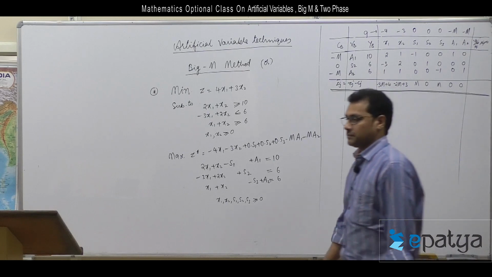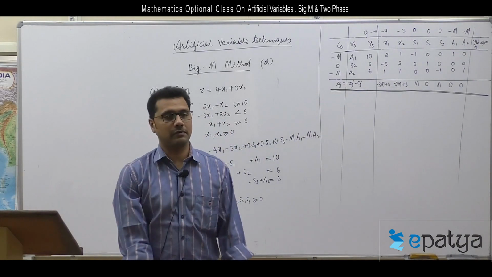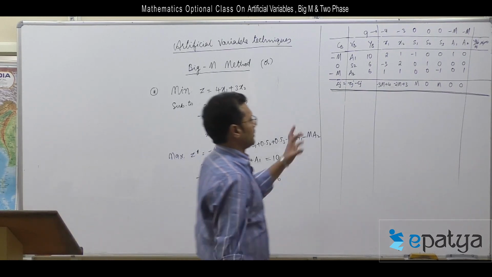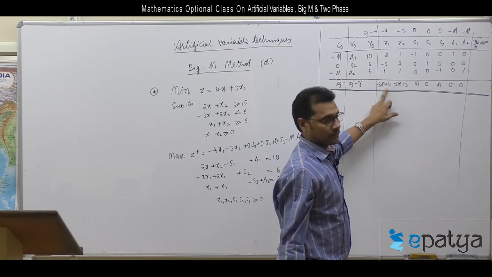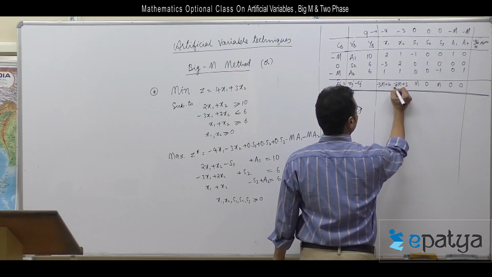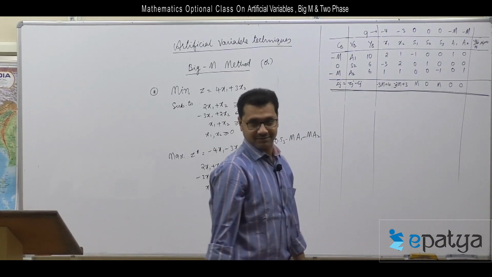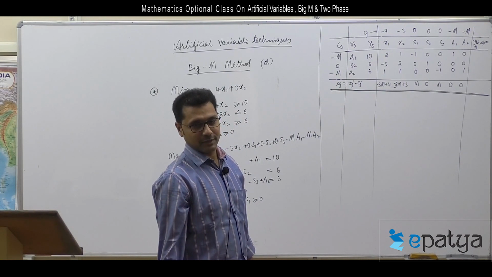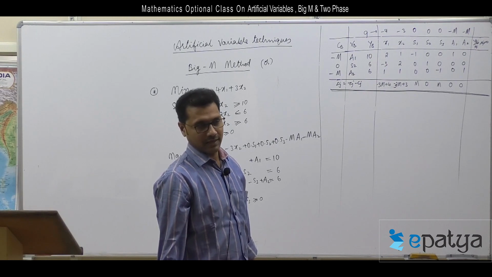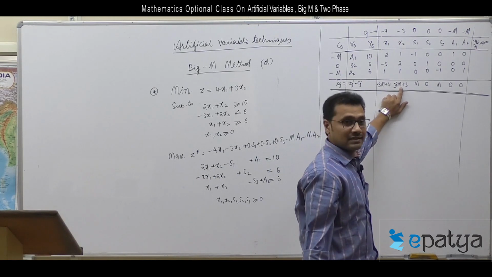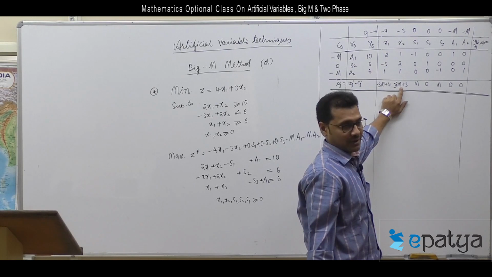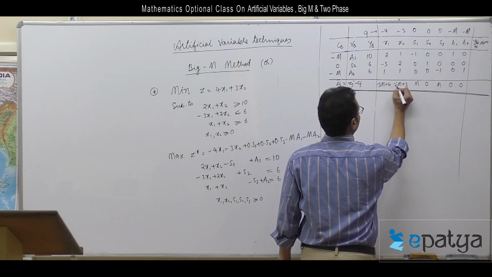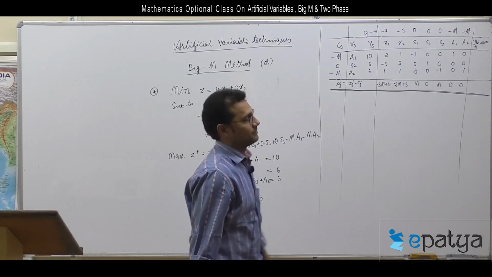Now use your brain to find the most negative net evaluation. Minus 3M plus 4, and minus 3M plus 3. Then minus 3M plus 3 becomes the most negative net evaluation. Okay? If there are doubts, we should clarify them.